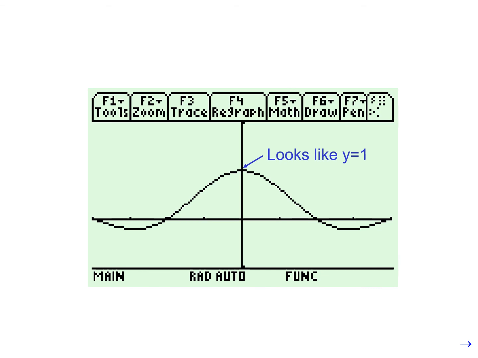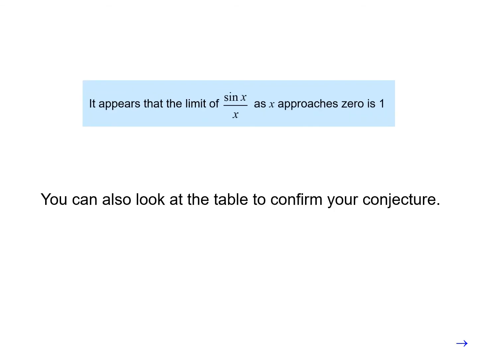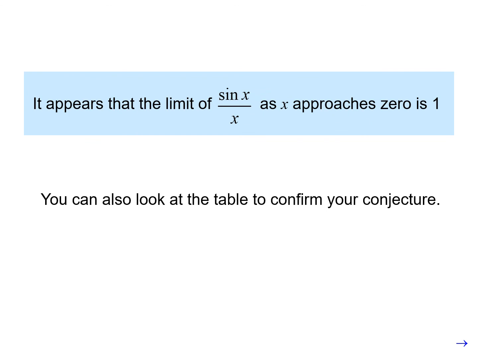But we know that when we plug in the 0 for the x's, we end up with 0 over 0, which is not defined. But if we look at the graph, we can tell that this y value is approaching 1 as x gets close to 0. So, summary of what I just said: it appears that the limit of sine x over x as x approaches 0 is 1.